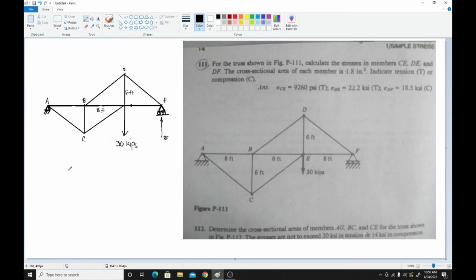So for today's video, we need to calculate this problem. According to problem 111, for the truss shown in figure P111, calculate the stresses in members CE, DE, and DF. The cross-sectional area of each member is 1.8 inches squared. Indicate tension or compression. So to get the value of the stresses CE, DE, and DF, we need to find first the reactions acting on this figure.